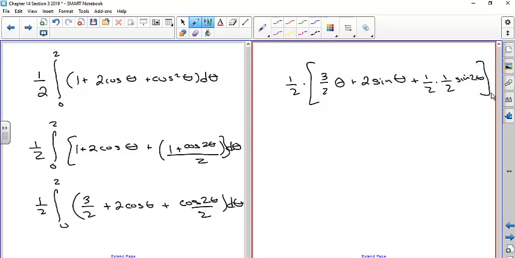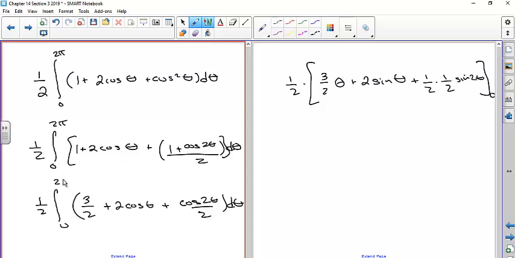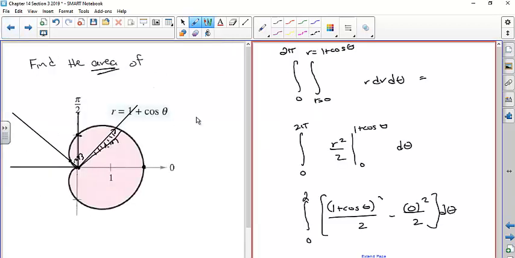So that's the integral. We integrate between 0 and 2 pi. Forgot the 2. Where did I forget the pi part here? There we go. 2 pi.